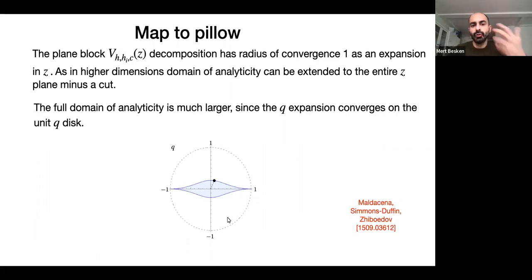So a q expansion of a 4-point correlator, or any bootstrap algorithm depending on the q expansion, will be much more powerful in constraining the spectrum than the z expansion.